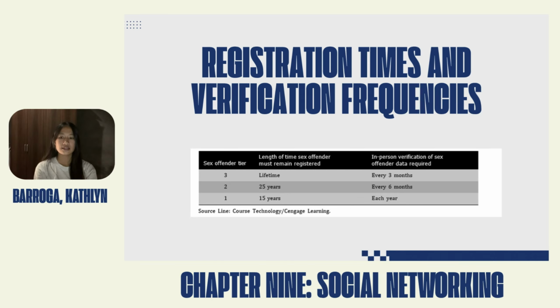Second, it represents the registration times and verification frequencies based on offender tiers. Tier 3 offenders must register for life and verify their information every 3 months. Tier 2 offenders must register for 25 years and verify every 6 months. And last, Tier 1 offenders must register for 15 years and verify once a year.